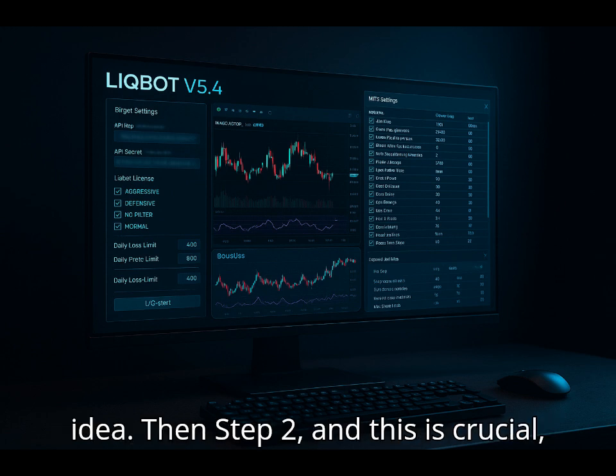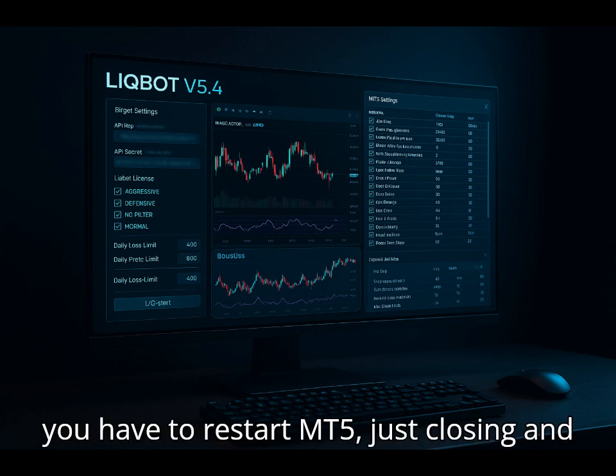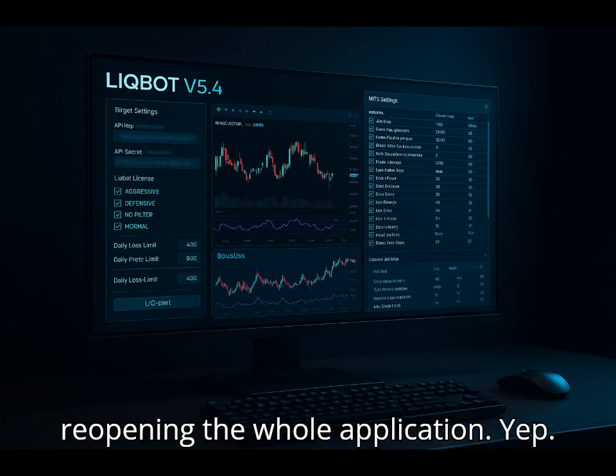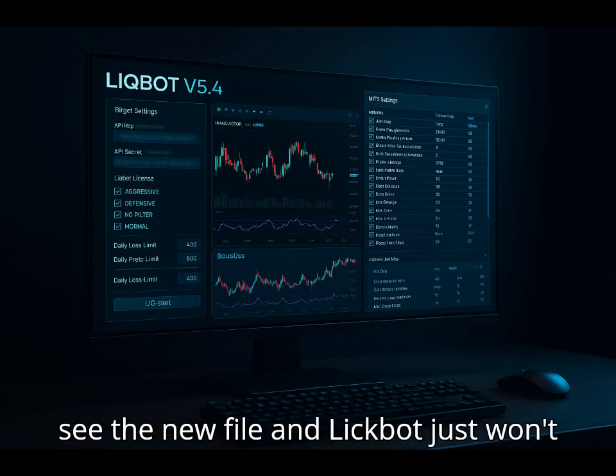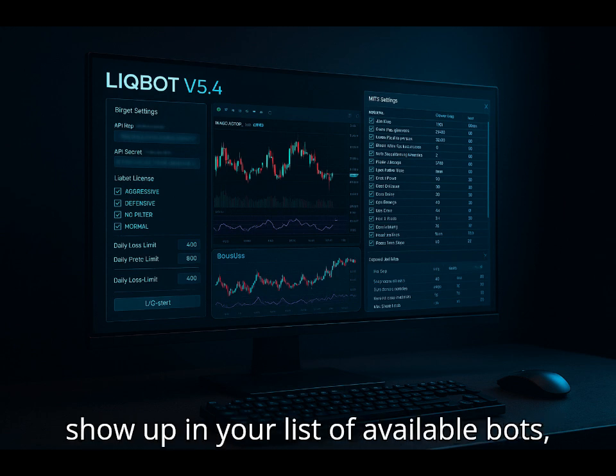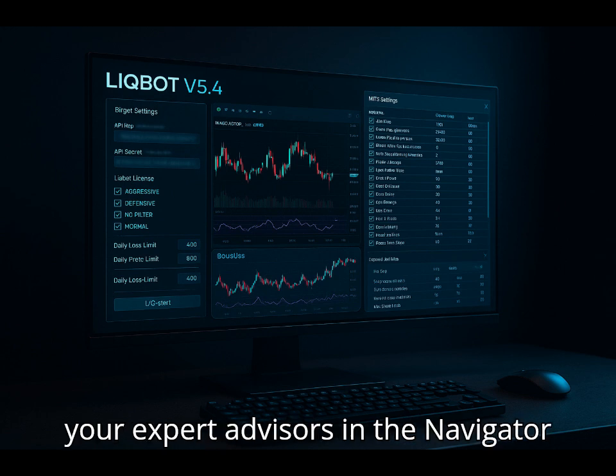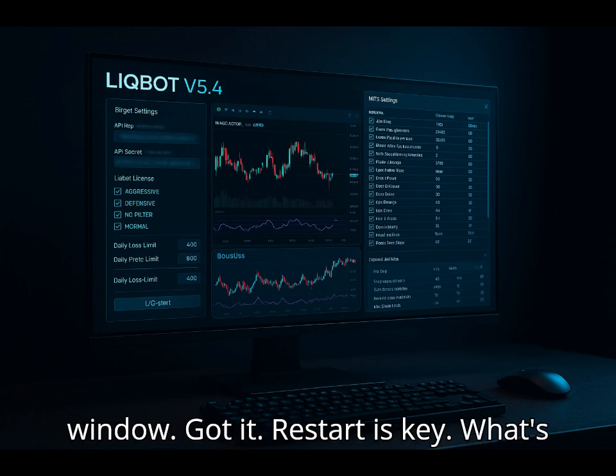Good idea. Then step 2, and this is crucial. You have to restart MT5. Just closing and reopening the whole application. Yep. Completely close it, then launch it again. If you don't do this, MT5 won't see the new file, and LiqBot just won't show up in your list of available bots, your expert advisors in the Navigator window. Got it. Restart is key.